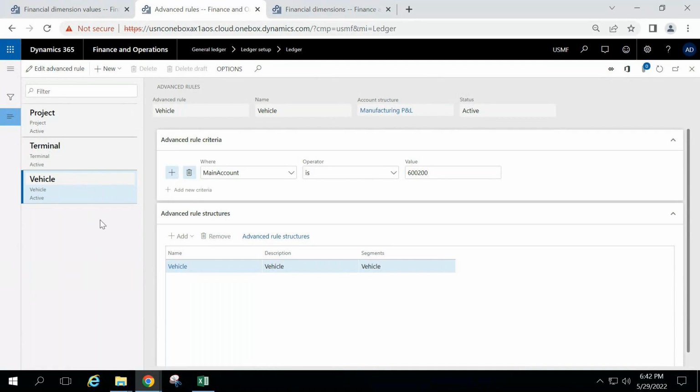Yes, but in the structure, not in the advanced rule criteria, I want to add one more condition. Then you need to create a vehicle, not only two. In addition to that, create a new one. Create new one on the top. New, not here, not plus. Leave it. Create new.